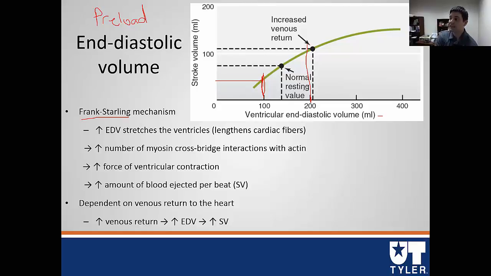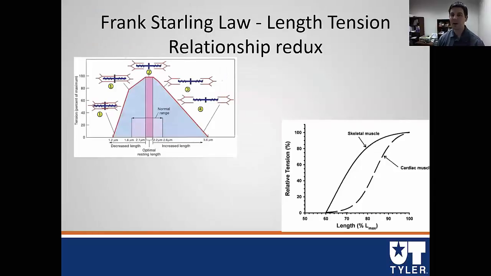If we look at then increased venous return, then we get much higher end diastolic volumes. So why does this happen? It's essentially a function of the length-tension relationship. So this here is what we learned in our skeletal muscle lesson, right? It's actin and myosin cross-bridge cycling, where you have this idea that if you're too short, then you won't be able to contract because cross-bridge cycling will struggle to develop.